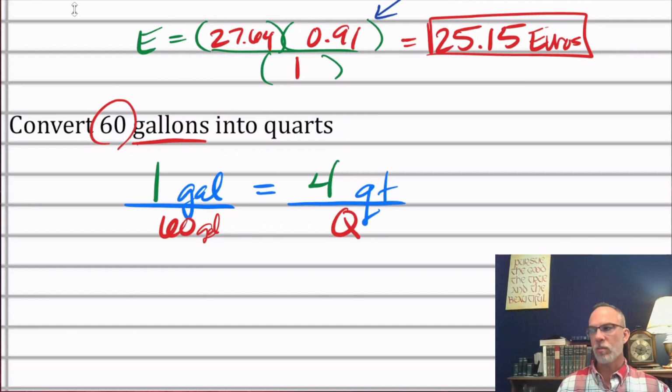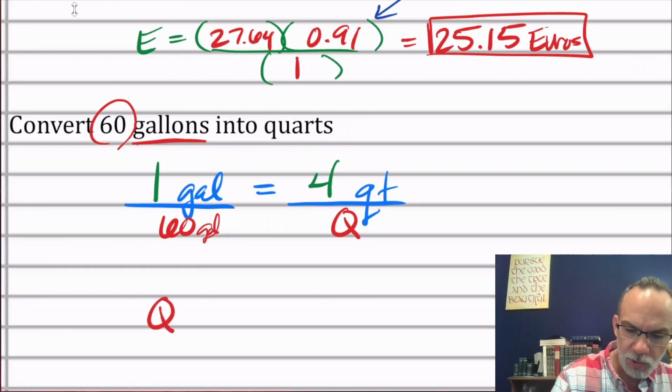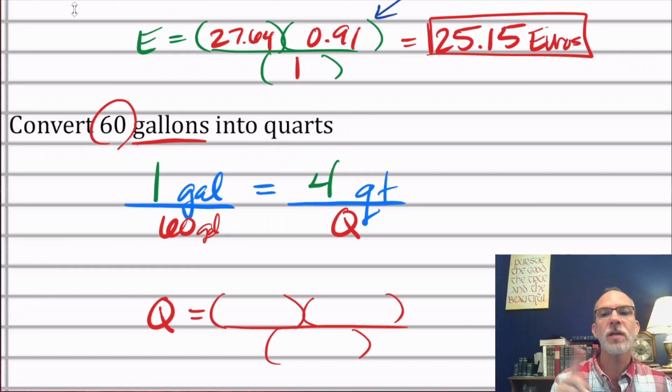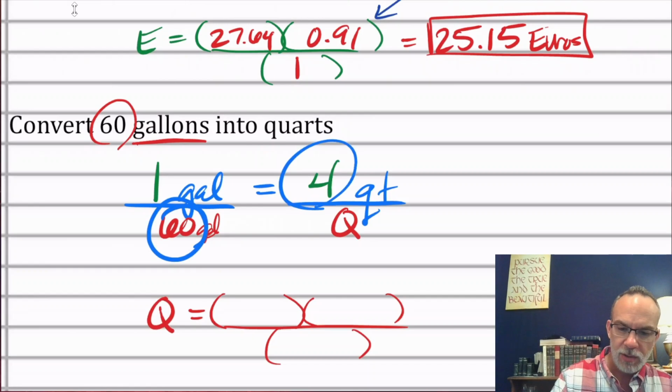You can use X, whatever. But I try to use variables that make sense with what I'm talking about. Okay, pretty easy now. Q is equal to two things multiplied divided by a third thing. What two things multiplied? We'll find the two numbers that you actually know, the ones that are not diagonal from the variable. That would be 60 and 4. So 60 and 4. And then divide by the thing that's across from your variable, 1 again.